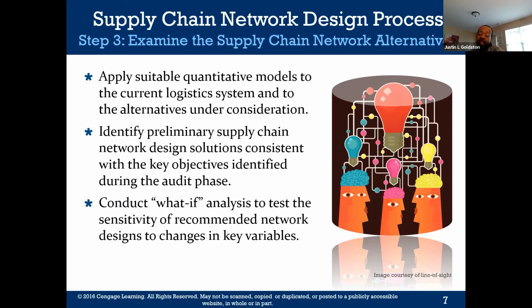So that's what I said. You don't have to understand these quantitative models. You don't have to understand these quantitative tools. You don't have to understand artificial intelligence. It's just your job to understand what's available. All right.